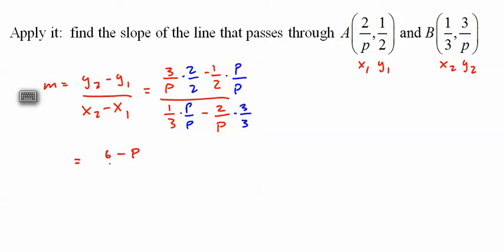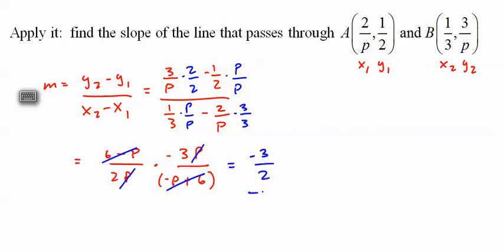Equals 6 minus p over 2p, times 3p over p minus 6. Factor out a negative. 6 minus p, you can cancel. P's also cancel. And your slope is left at negative 3/2. It's a neat problem. It's a challenging problem, but it's a neat problem. If I lost you somewhere in these two steps, look up above, make sure it ties all together for you. That's it. Good luck.